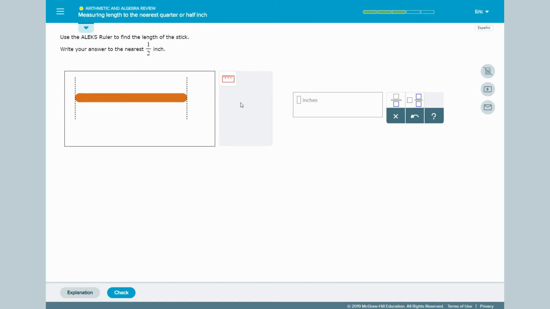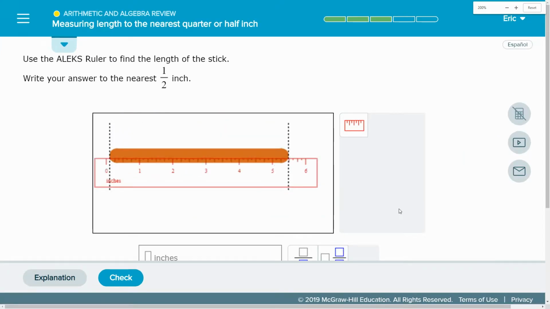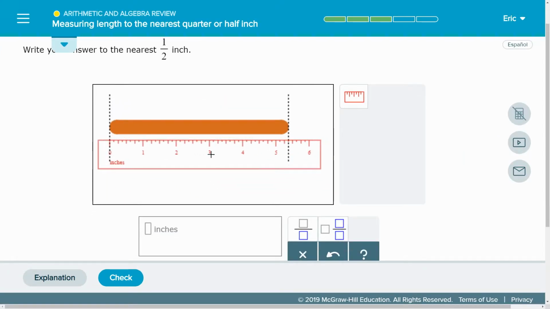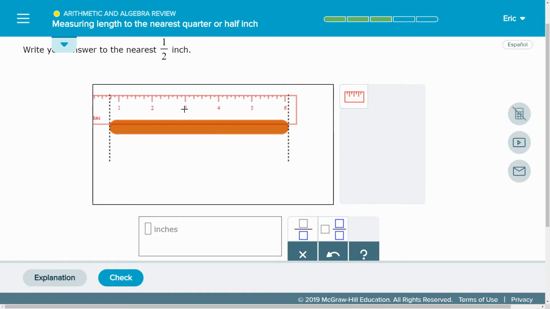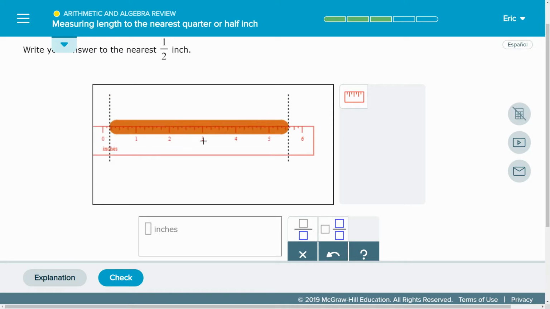Measuring length to the nearest quarter or half inch. Now, for those of you not familiar with how to use rulers, this is going to be a difficult one for you, but I'm going to try my best. First things first, this is your ruler. You're going to align the 0 of your ruler with the first dotted line, always.